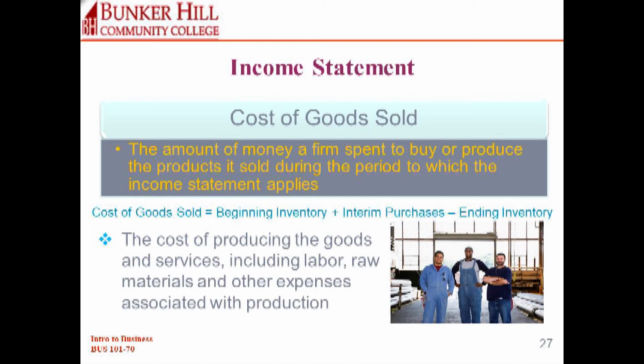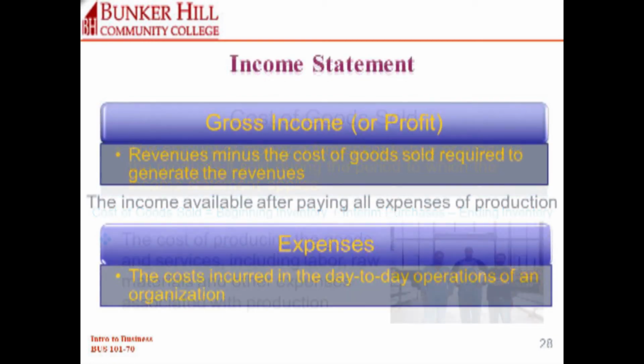Basically, it calculates the cost of producing the goods, your raw materials, the labor that you had to add to create value, and the expenses associated with production to find out how much it actually costs to make your products. If the costs are too high, then maybe you need to use that information to go back and make more efficient processes to make your products a little bit cheaper, which would make you more competitive in the marketplace. 28 talks about gross income.